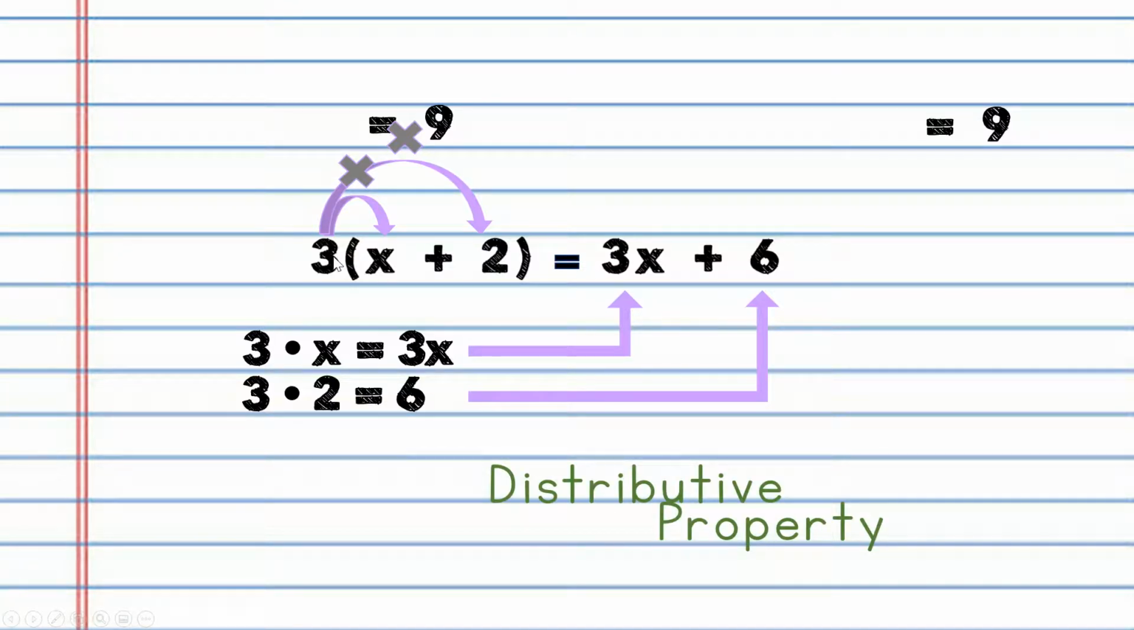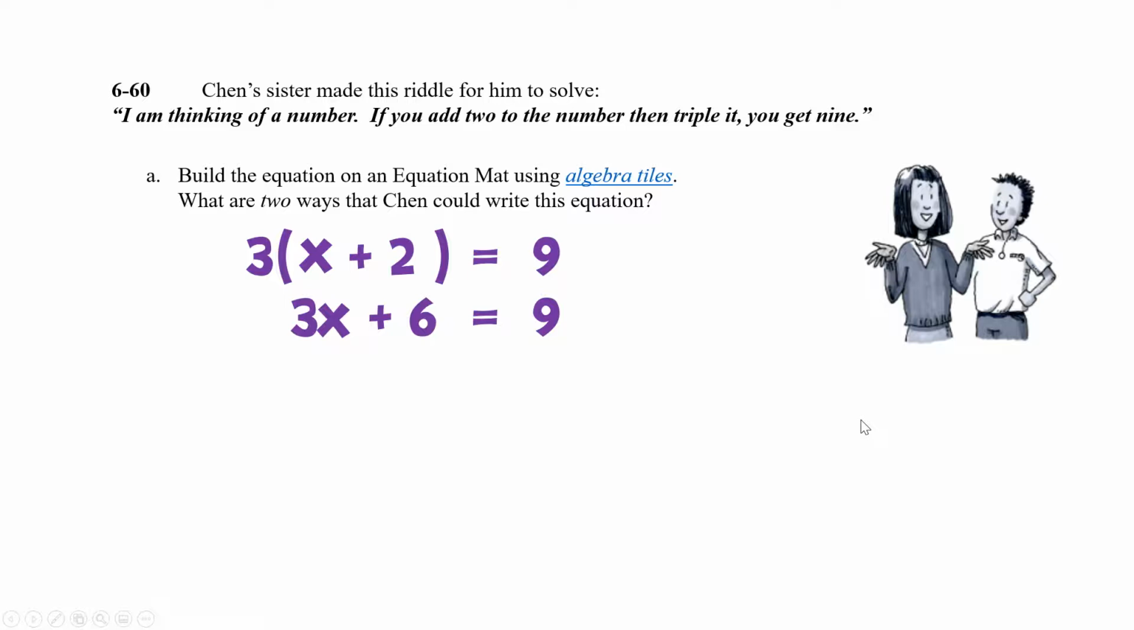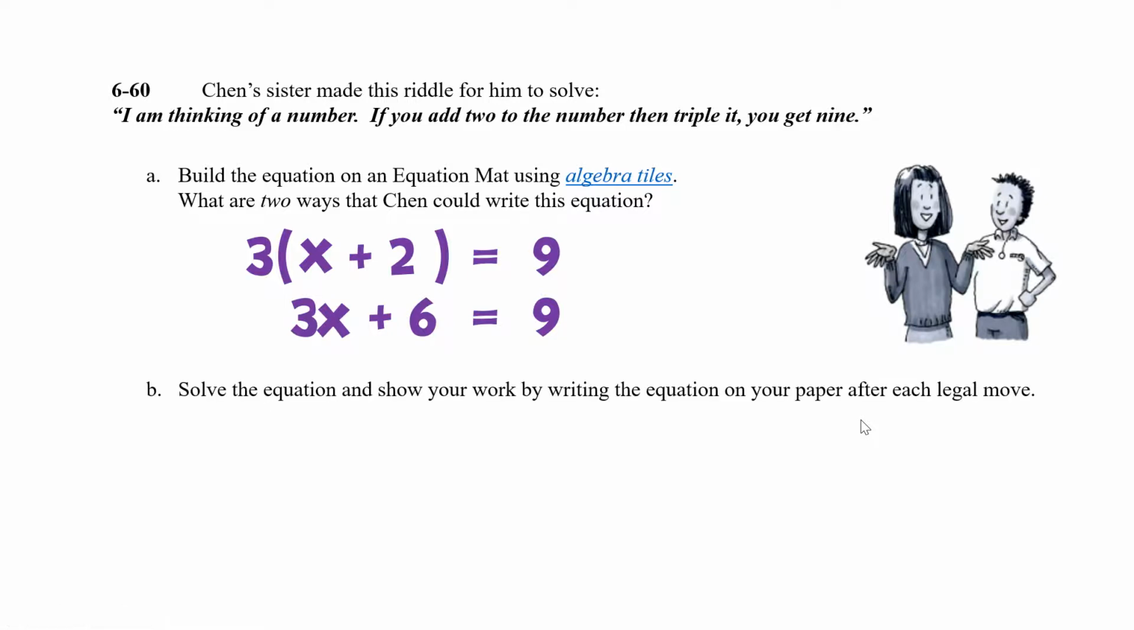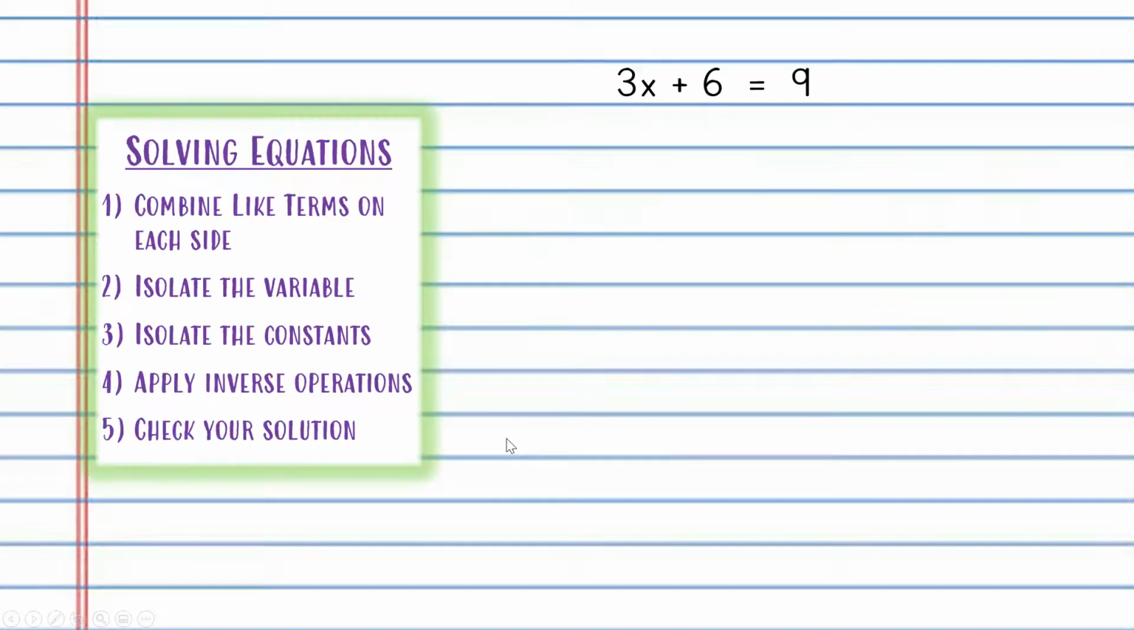Because we distributed this 3 to the x and to the 2, right? We distributed this 3 to both parts in the expression. Okay, so we found our two equations for Chen's sister's riddle. Part B says to solve the equation. So it doesn't matter which one you use to solve the equation. Usually the one without the parentheses is going to be easier to solve, but you can do it either way.